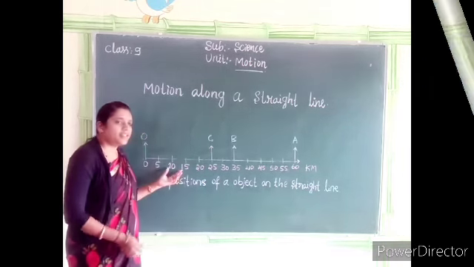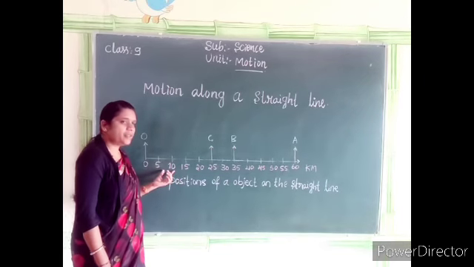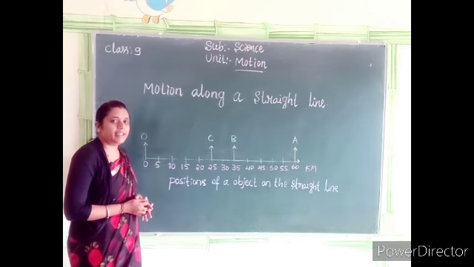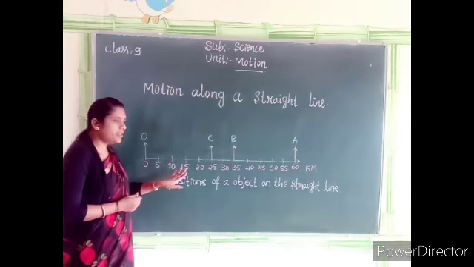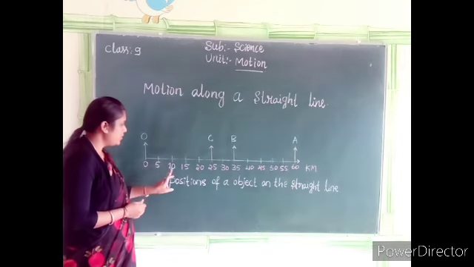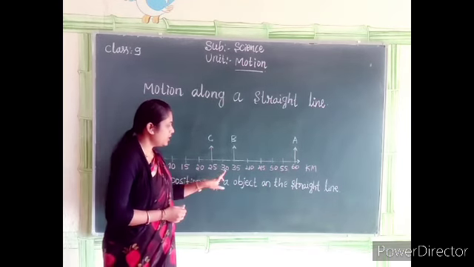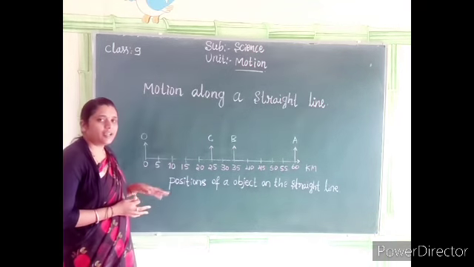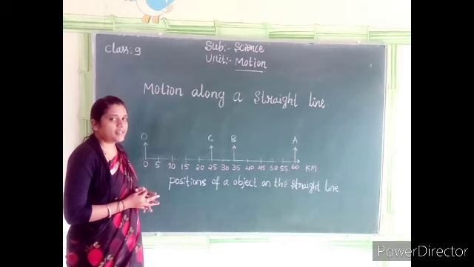So this is a straight line. It represents the position of the object along the straight line. So look here, these numbers represent kilometers. So 5, 10, 15, 20, 30 up to 60 kilometers. Okay, we can write up to 60 kilometers on this straight line.